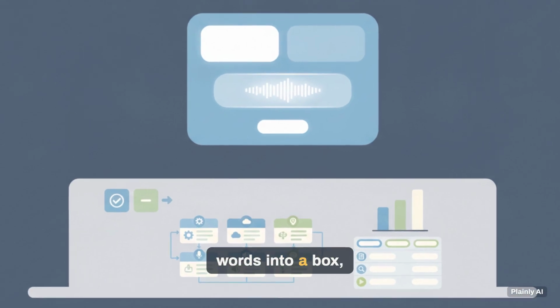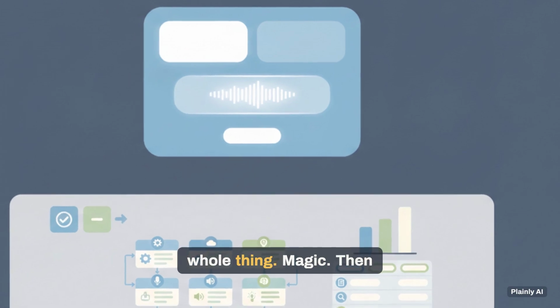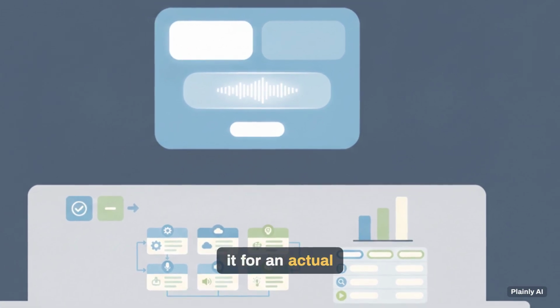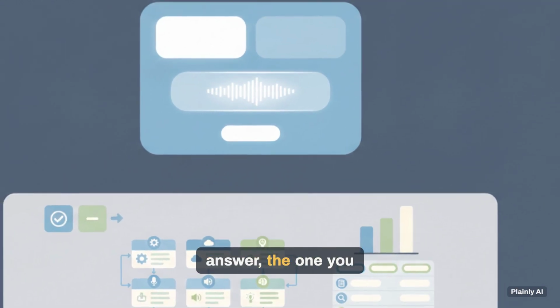You typed a few words into a box, hit go, and a full song came out with vocals, drums, the whole thing. Magic. Then you tried to use it for an actual project, and that's where it fell apart. So here's the straight answer, the one you came for.